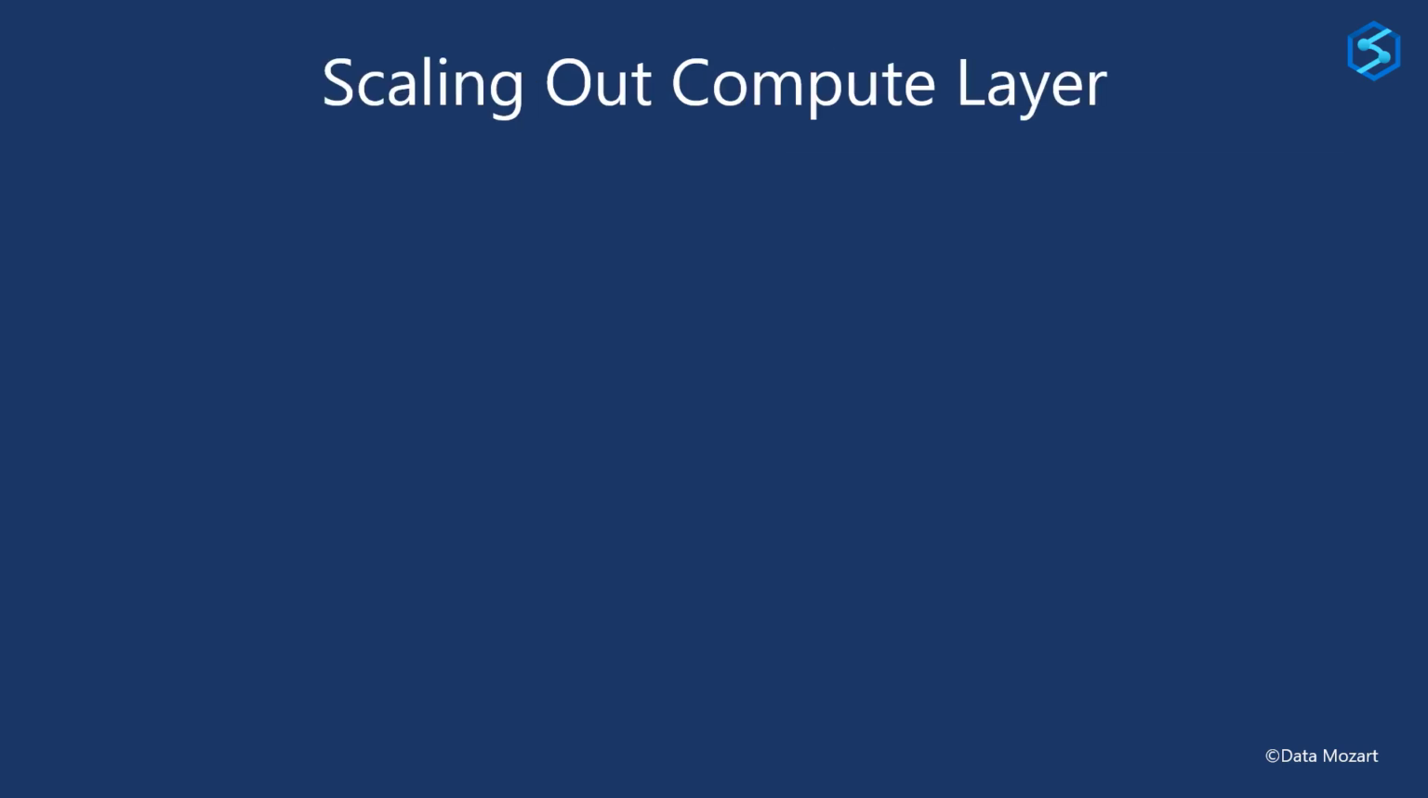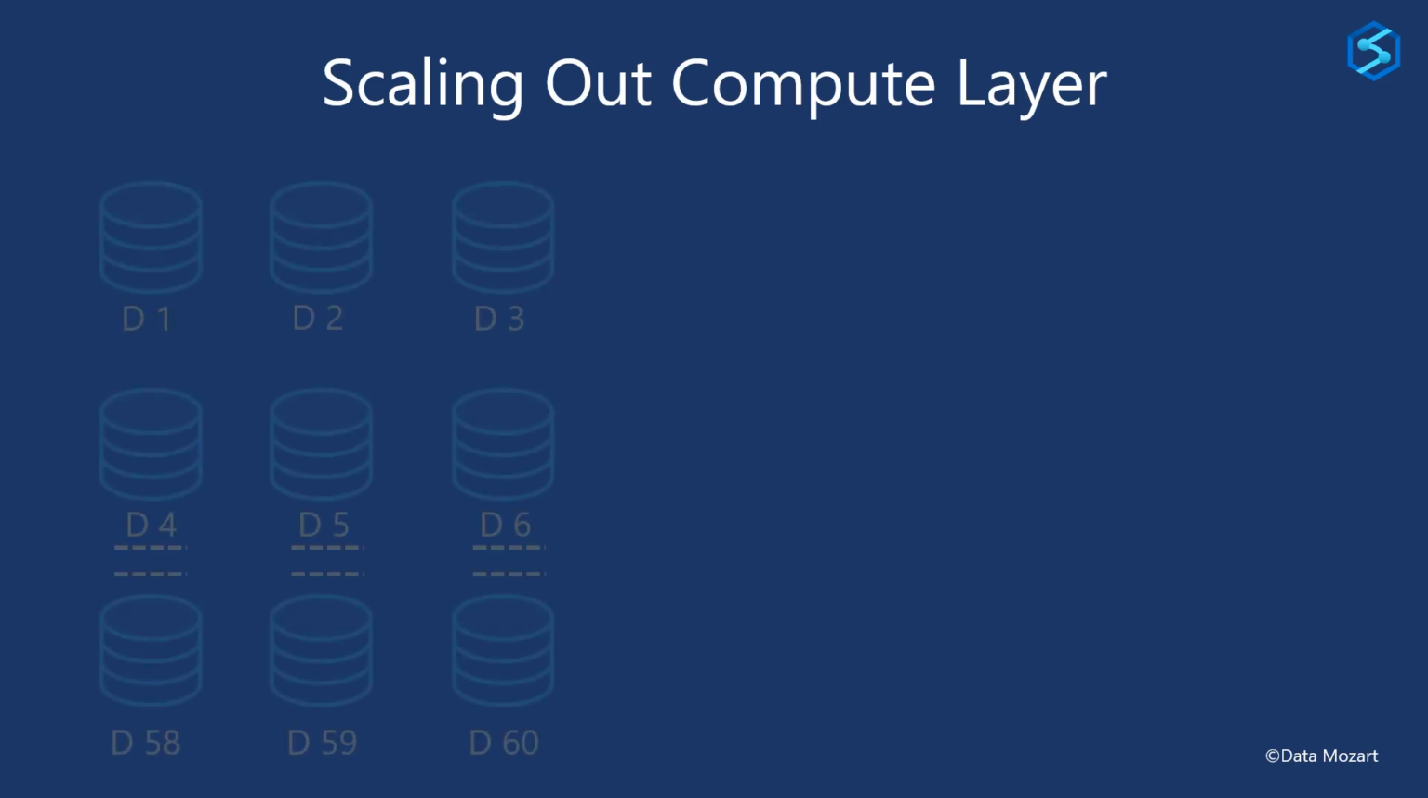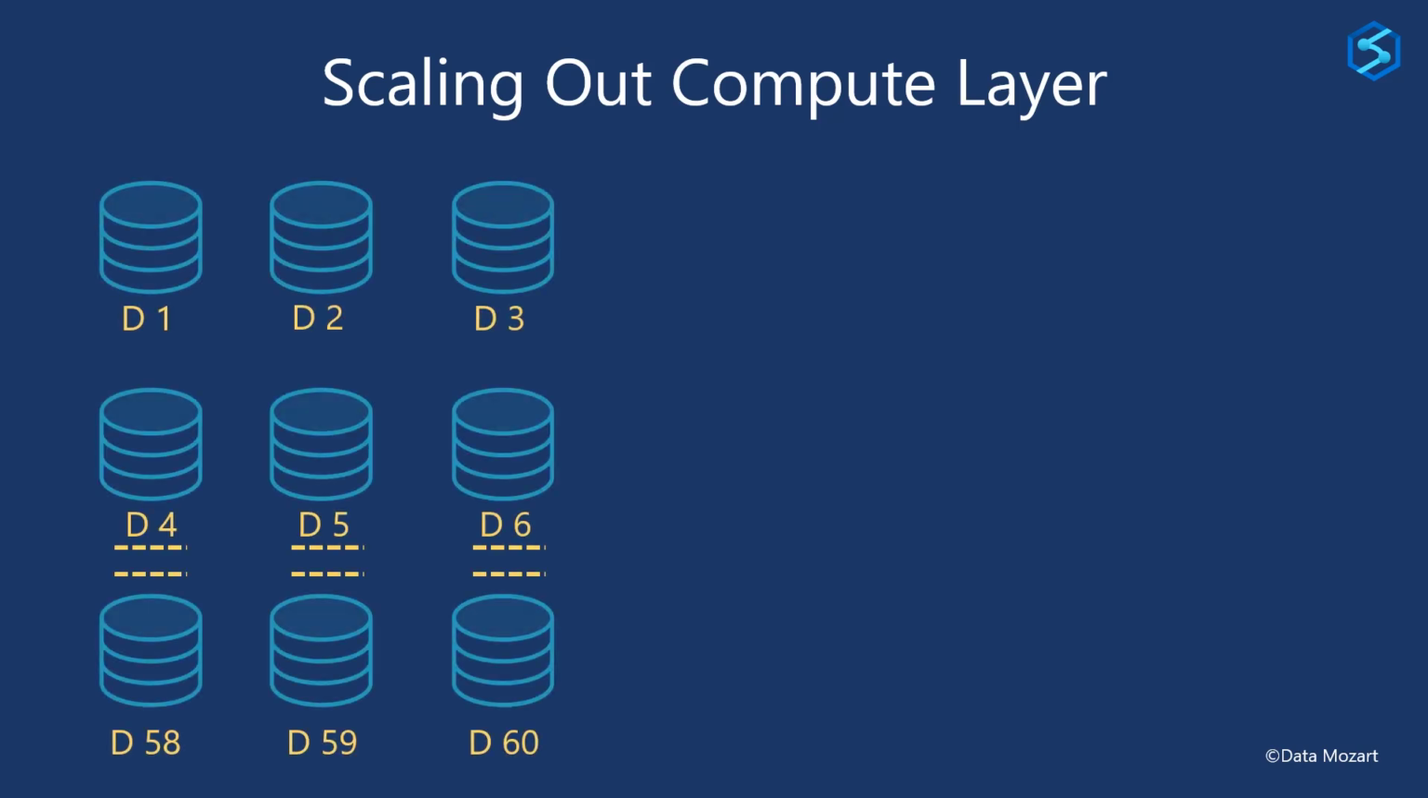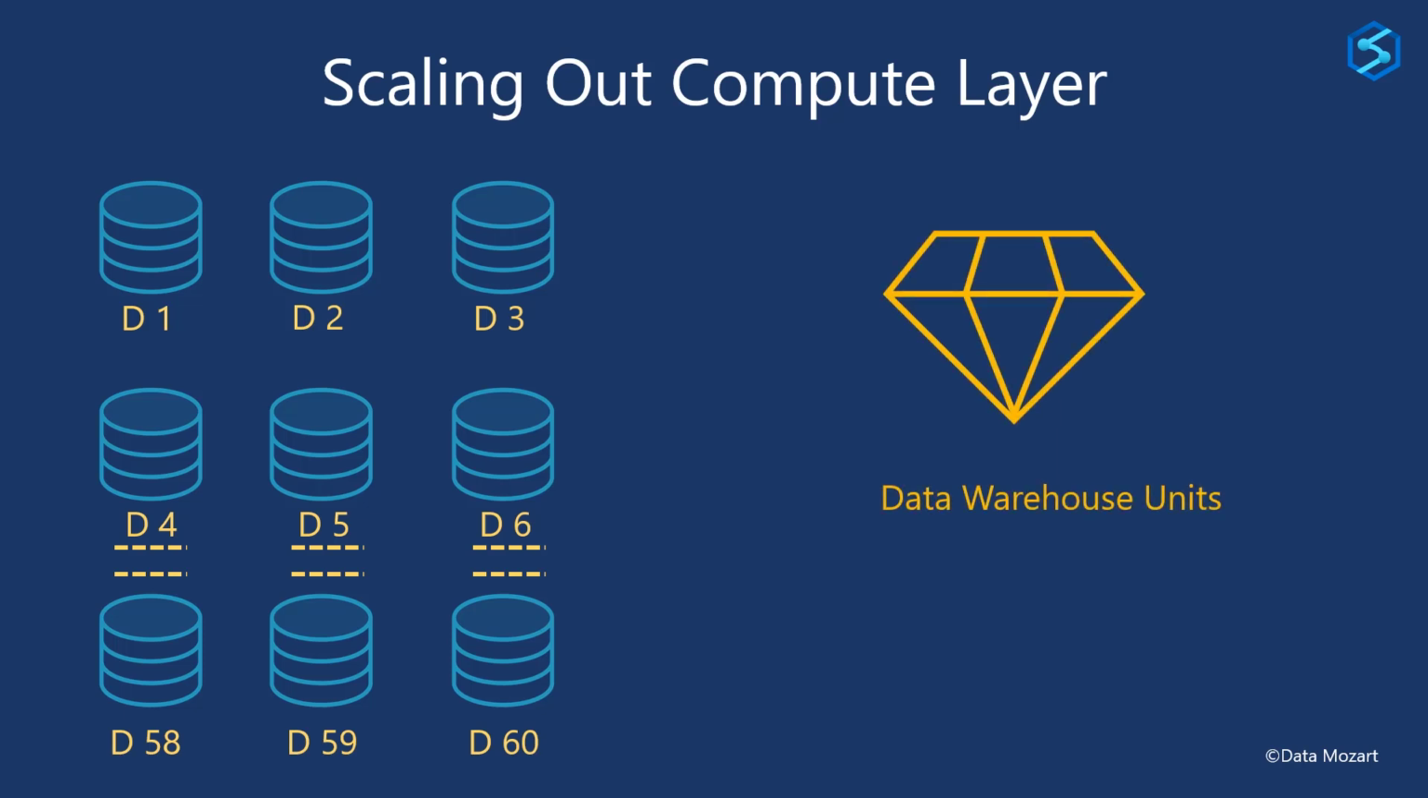A dedicated SQL pool provides a separation of the storage and compute power. Consequently, you can independently scale compute power from storage and vice versa. Let's kick it off by explaining how scaling out works with compute. When you provision a dedicated SQL pool, you get exactly 60 distributions provided. However, the exact compute power depends on the number of data warehouse units you select.